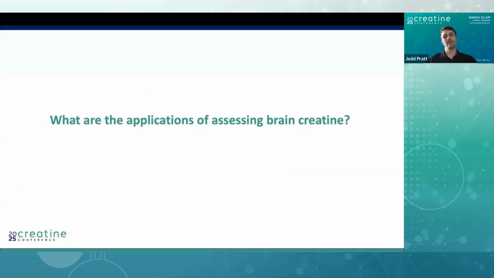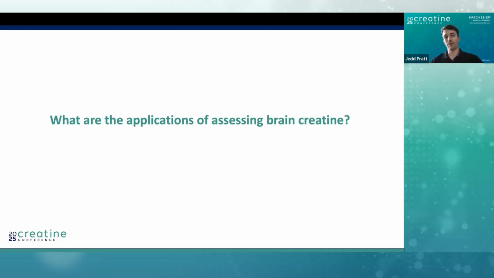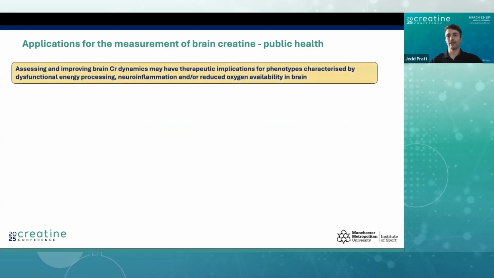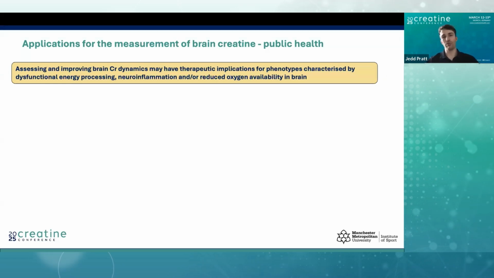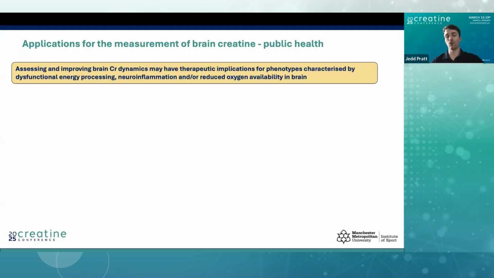So just to show a few examples of the actual applications that assessing brain creatine concentrations and potentially manipulating these brain creatine dynamics have, I wanted to start by briefly giving you some examples from a public health perspective. The promising thing is the role that creatine has in energy provision and neuroinflammation. It could have quite profound implications for a lot of different phenotypes characterized by three themes: dysfunctional energy processing, neuroinflammation, and reduced oxygen availability. If we can assess brain creatine dynamics and potentially manipulate them, improving the availability of creatine and potentially energy in the brain, we might be able to help with these phenotypes.